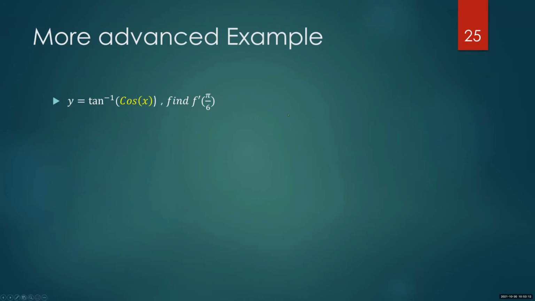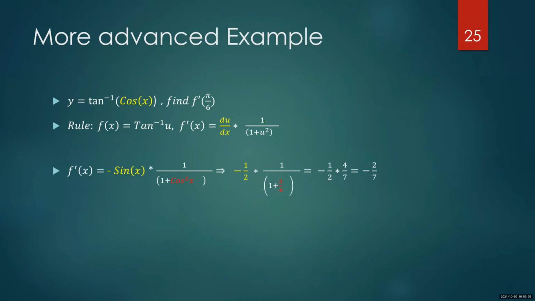So here's a more advanced example. If y is the arc tan of cos of x, we want to find f dash of pi over 6. The rule is if f of x is arc tan of u, f dash of x is equal to du dx by 1 all over 1 plus u squared. That doesn't look too bad. So cos of x is u, and so du dx is minus sine of x. So f dash of x becomes minus sine of x multiplied by 1 all over 1 plus cos squared x.